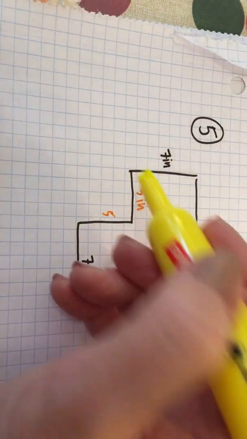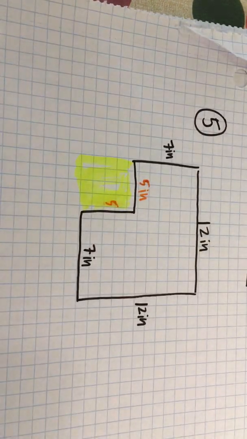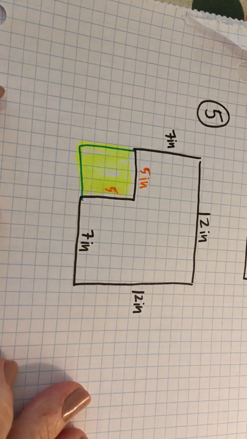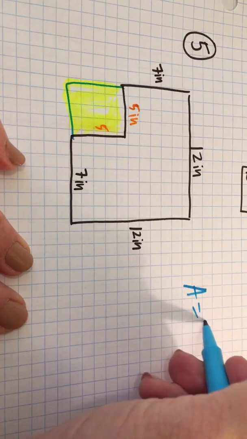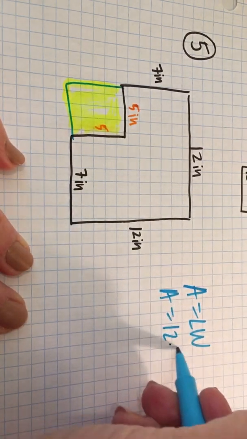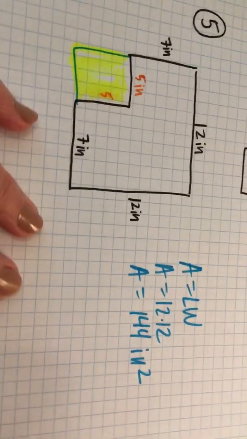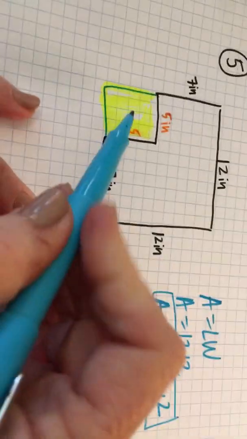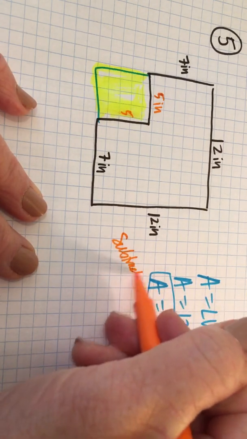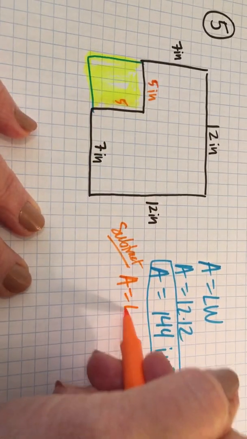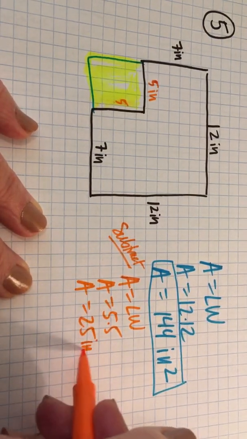So I think the easiest thing to do on this one is just to start by figuring out the whole square, really the whole square, and then let's just subtract that little part. So the whole square, area equals length times width, area equals 12 times 12, area equals 144 square inches. So that's the area of that whole thing, but we need to subtract that little bit. So let's do that in orange so we see it's different. So we're going to subtract area equals length times width, area equals 5 times 5, area equals 25 square inches.